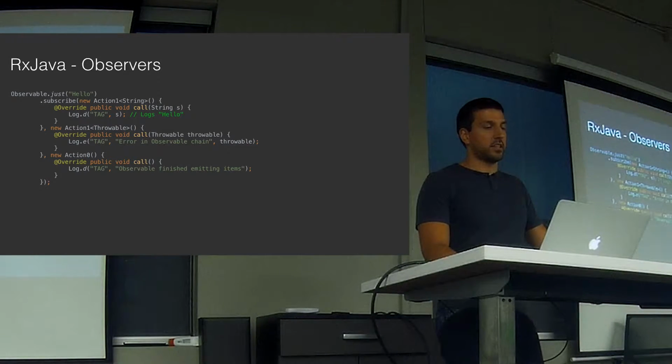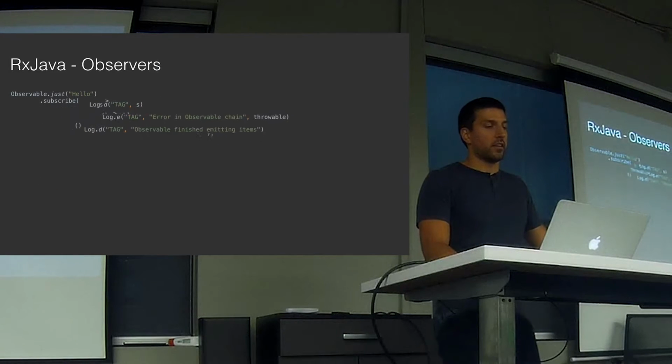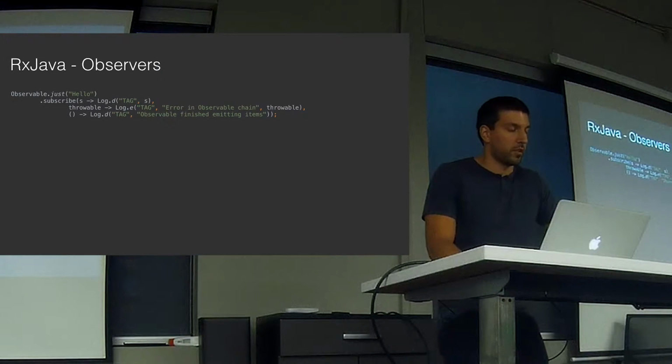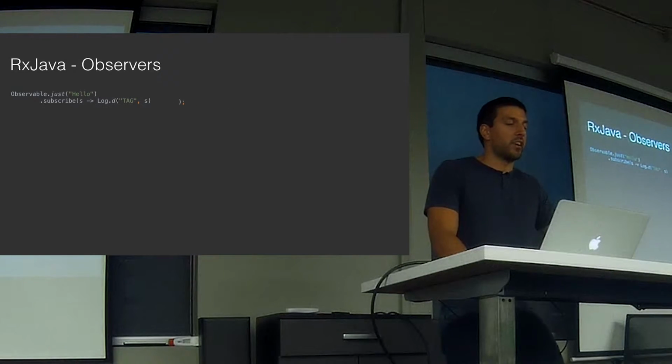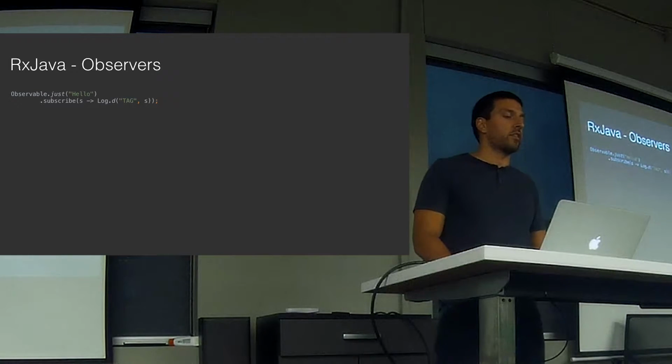So we can take this exact same stream and convert it to this with Retrolambda or the Jack compiler. And most of the time you don't even care about onComplete, so you don't need to pass in anything for that. And if you're really feeling wild, you don't even have to pass anything in for the error, so you can just subscribe and pass in a callback or a function to deal with onNext.